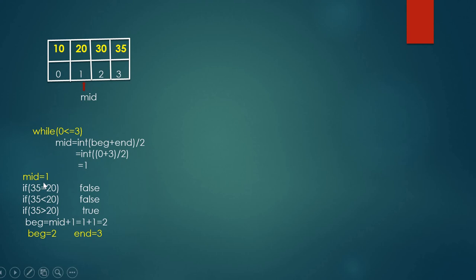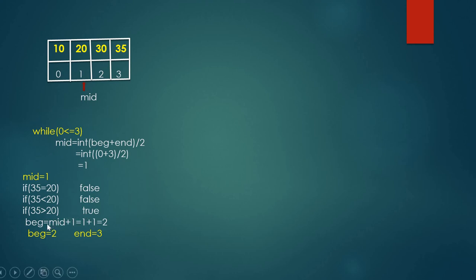Next, again we are checking the 3 conditions. 35 is equal to... see, 1 means this one. So the middle element is 20. Then 35 is checked with this 20. 35 is equal to 20, that is false. Next, 35 less than 20, that is also false. Next, the else condition, which means 35 greater than 20.